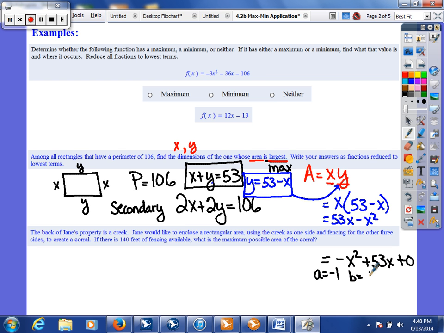Our b is going to be 53. And then our c is 0. So what I want to do is find the vertex. I want to find the x value of the vertex. That is what's going to produce, okay, that's going to be this x right here.